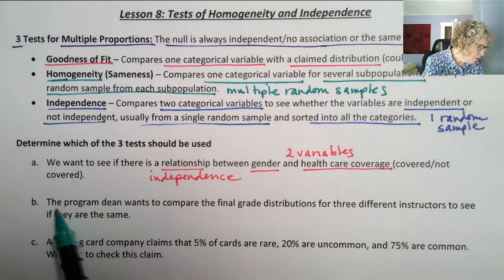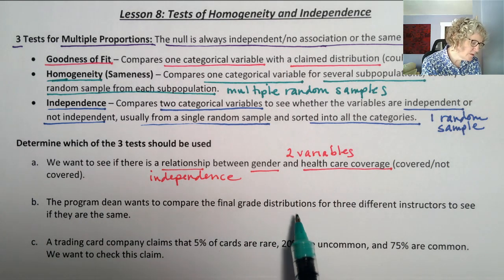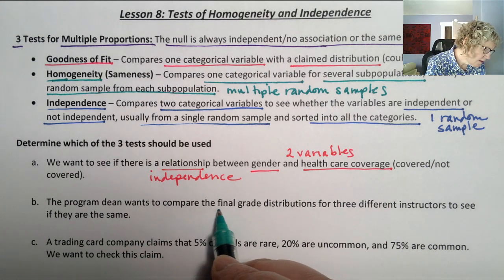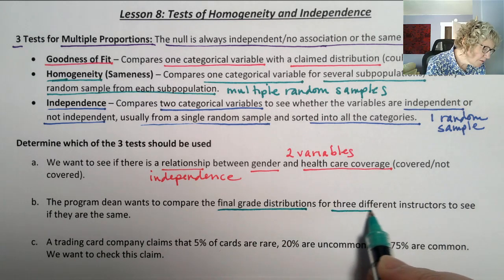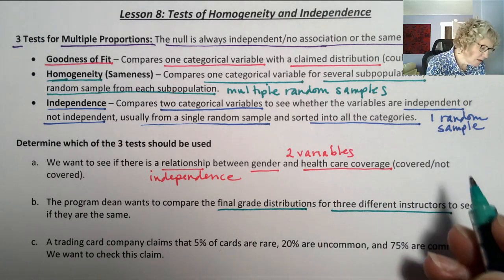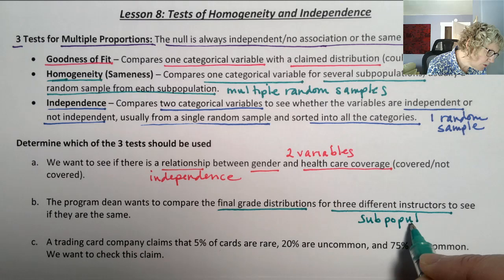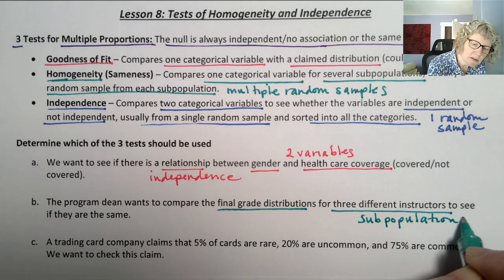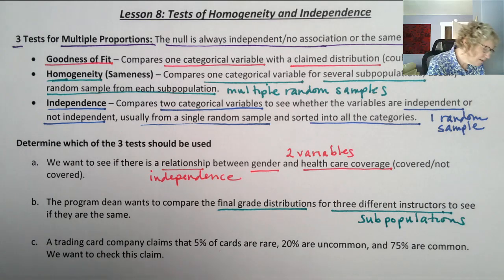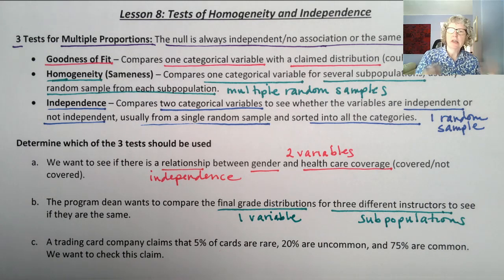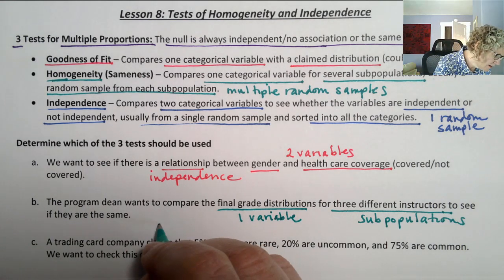Okay, let's look at B. The program dean wants to compare the final grade distributions for 3 different instructors to see if they're the same. Final grade distributions, 3 different instructors. This tells me this is subpopulations, right? Okay, and then this is one variable, the grade distribution, versus gender and healthcare coverage. Final grade distribution is just one variable for 3 different instructors. So if you said homogeneity, you are correct on that one.